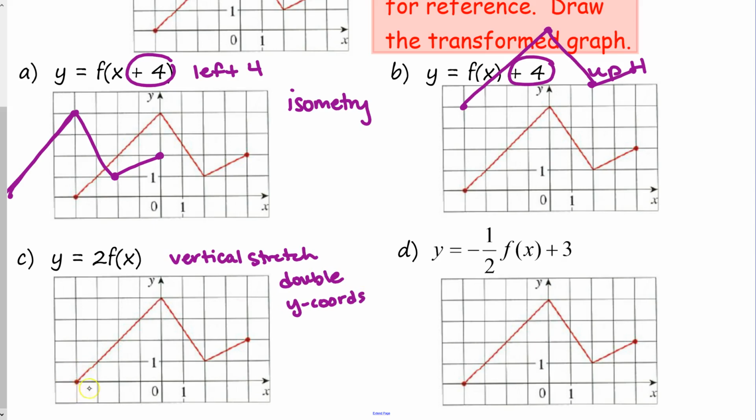This point down here has a y coordinate of 0, and when you double that, it still has a y coordinate of 0. So if a point is on the x-axis and you stretch it, it's still going to be on the x-axis. This point here has a height of 4. I need to double that and get a height of 8. Something like that. This point has a height of 1, double that and we have a height of 2. And this point has a height of 2, double that and we have a height of 4.